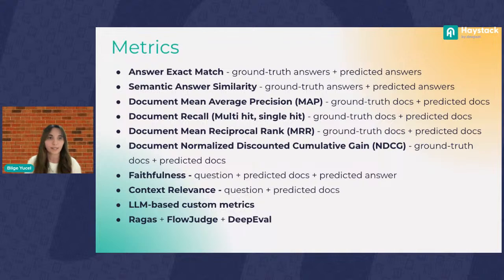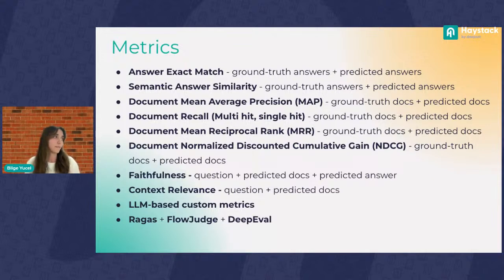answer from your context. Semantic answer similarity is similar to answer exact match, but this is for generative question answering pipelines where the answer may not be exactly the same as your ground truth answer, but if it's semantically similar, that's enough for it to give a score of 1.